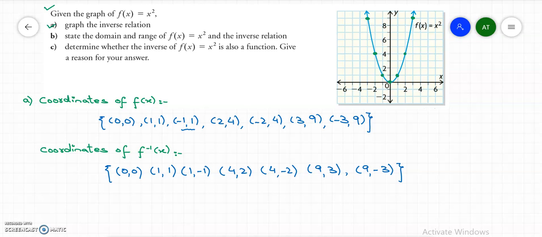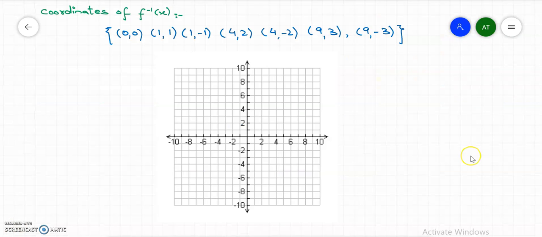Now by using these coordinates, we can easily graph the inverse relation. Let's plot all the points one by one onto the grid. The first point is 0, 0. So x is 0 and y is 0. Then we have 1 and 1. X is 1 and y is 1. Then 1 and negative 1. X is 1 and y is negative 1.